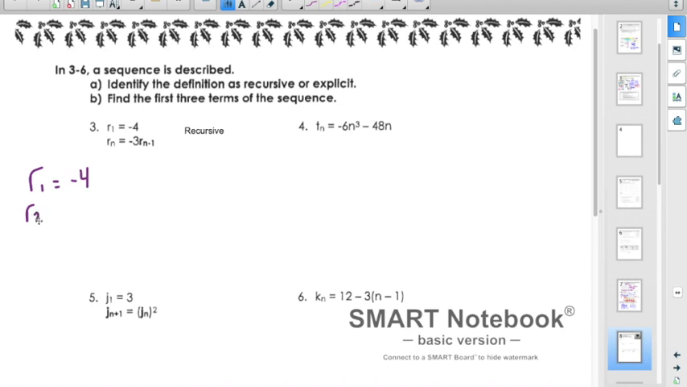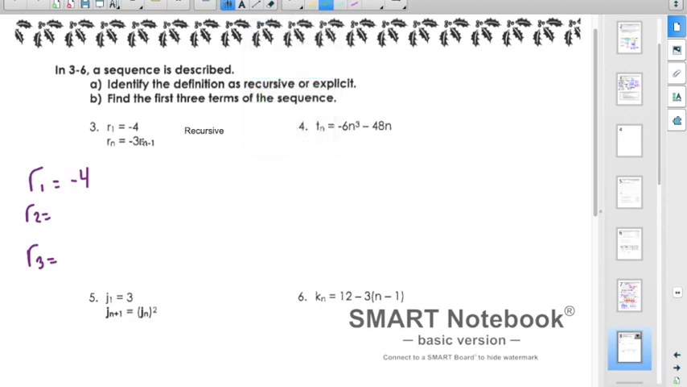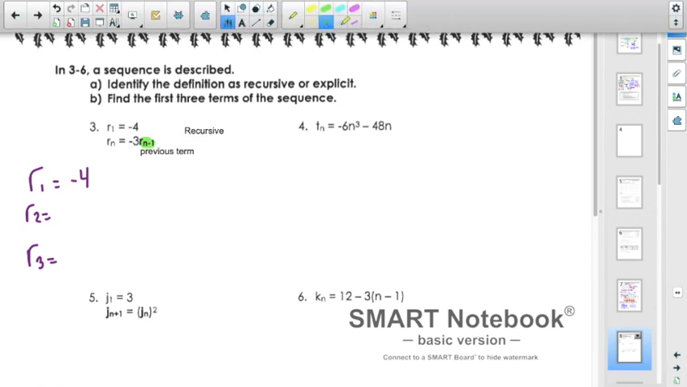How do I find the second term? Well, I'm going to follow this rule. R sub n is equal to -3 times R sub n minus 1. And what I'm highlighting in green, all that means is the previous term. Right? So it's -3 times the previous term. So let's do that.